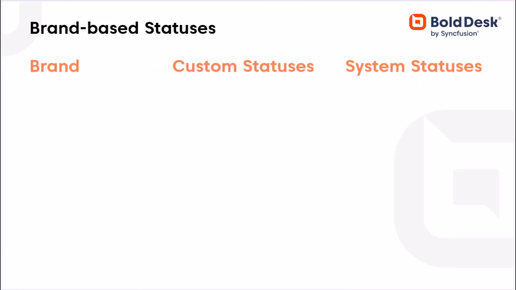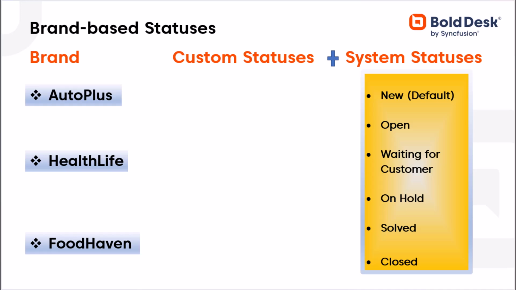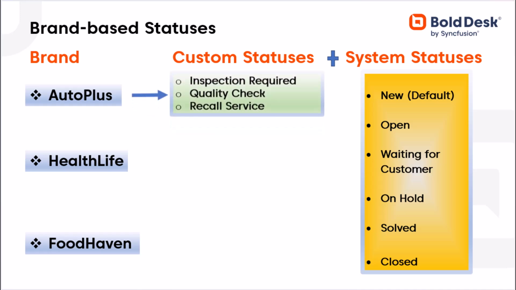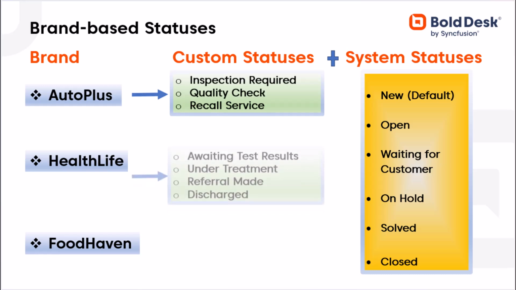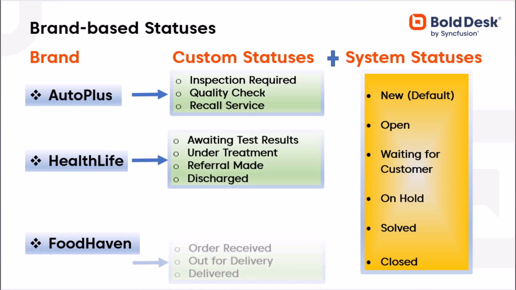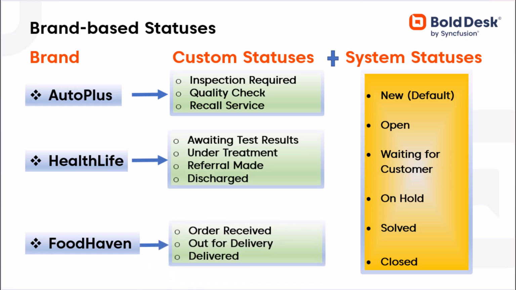Imagine managing 3 distinct brands. For example, AutoPlus, an automotive service provider, uses statuses like inspection required, quality check, and recall service. HealthLife is a healthcare service brand using statuses such as awaiting test results, under treatment, referral made, and discharged. And Food Haven specializes in food supply services and operates with statuses like order received, out for delivery, and delivered.